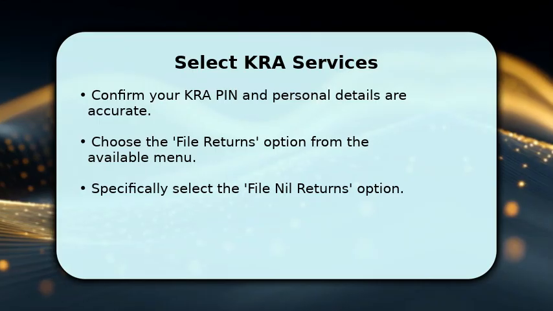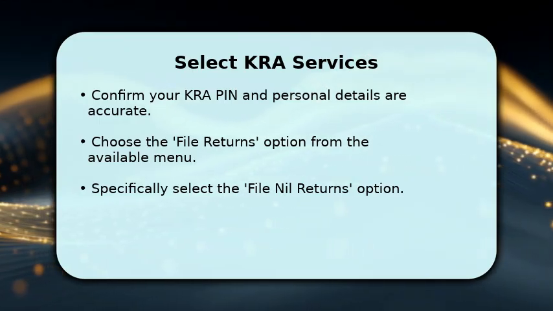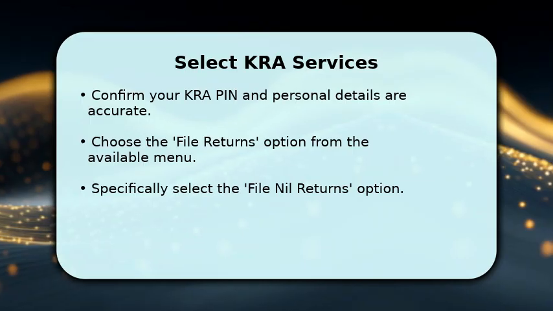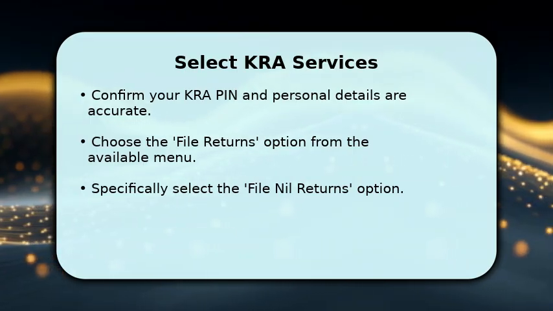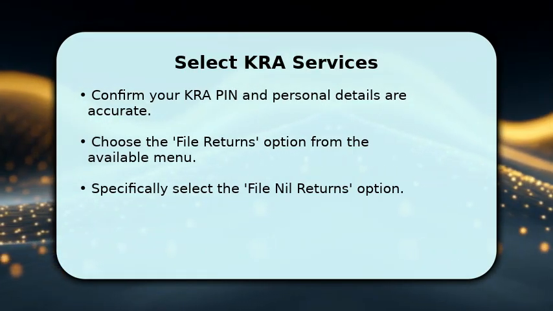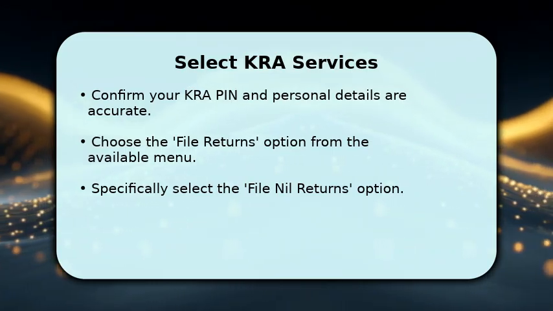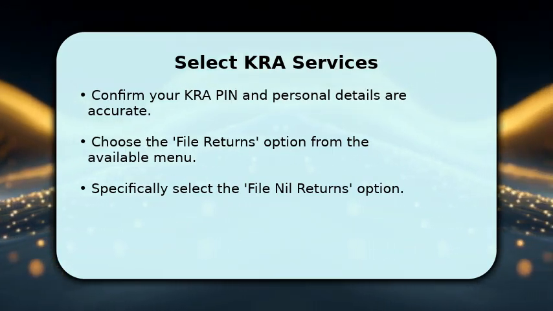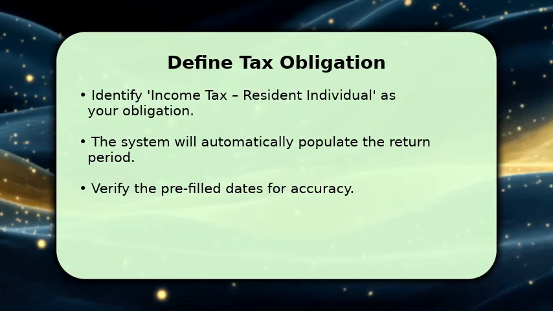Next, you will see a menu with various options. Select the File Returns tab. From there, it is very important to specifically choose the File Nil Returns option, as this is the correct path for declaring zero income. Now, you will need to define your tax obligation.